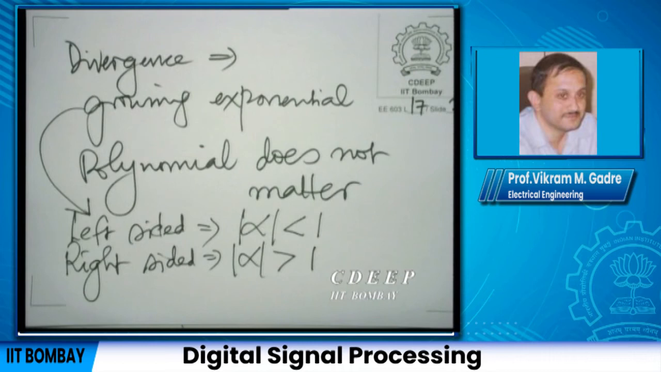Is that clear? For example, if alpha is half, then the left sided exponential here will be divergent. If alpha is 2, the right sided exponential will be divergent. Now, why is it that we are saying that any one divergent term, one bad apple spoils the rest? Why is it that one divergent term kills all?